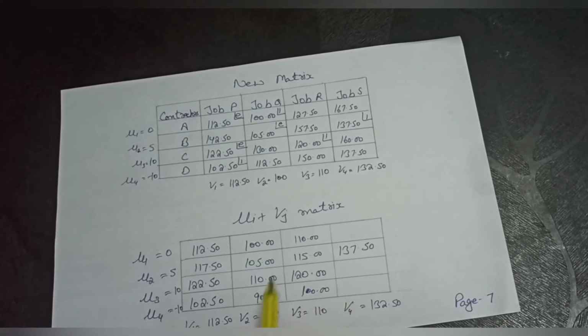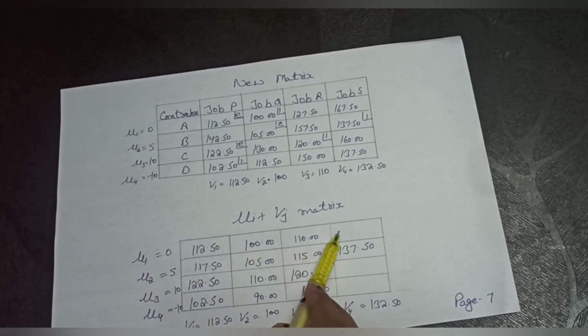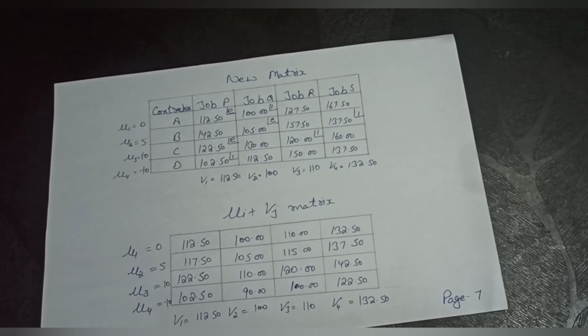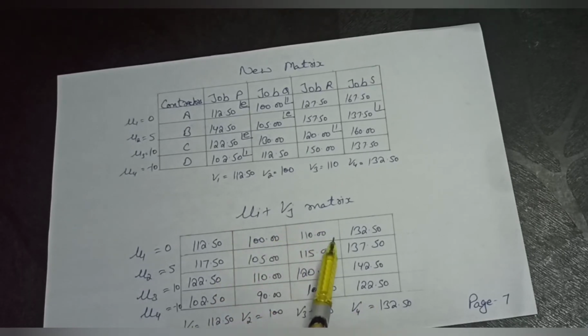Here we can write minus 10 plus 110 is equal to 100. For this cell, we can write 0 plus 132.50 is equal to 132.50. For this cell, we can write 10 plus 132.50 is equal to 142.50. And for the last cell, minus 10 plus 132.50 is equal to 122.50. So students, you can see we have calculated this ui plus vj matrix.